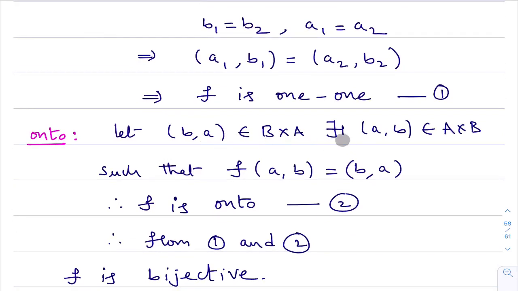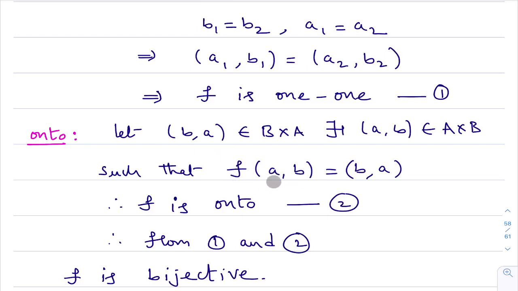Then I need to check whether there exists one ordered pair (a, b) in domain set. What is the domain of the given function? Domain of the given function is A cross B. I need to check whether there exists (a, b) in A cross B or not. Suppose there exists (a, b). Now what to do? I need to calculate f of (a, b). After calculating f of (a, b), if I get (b, a), then I can say the function is onto function.